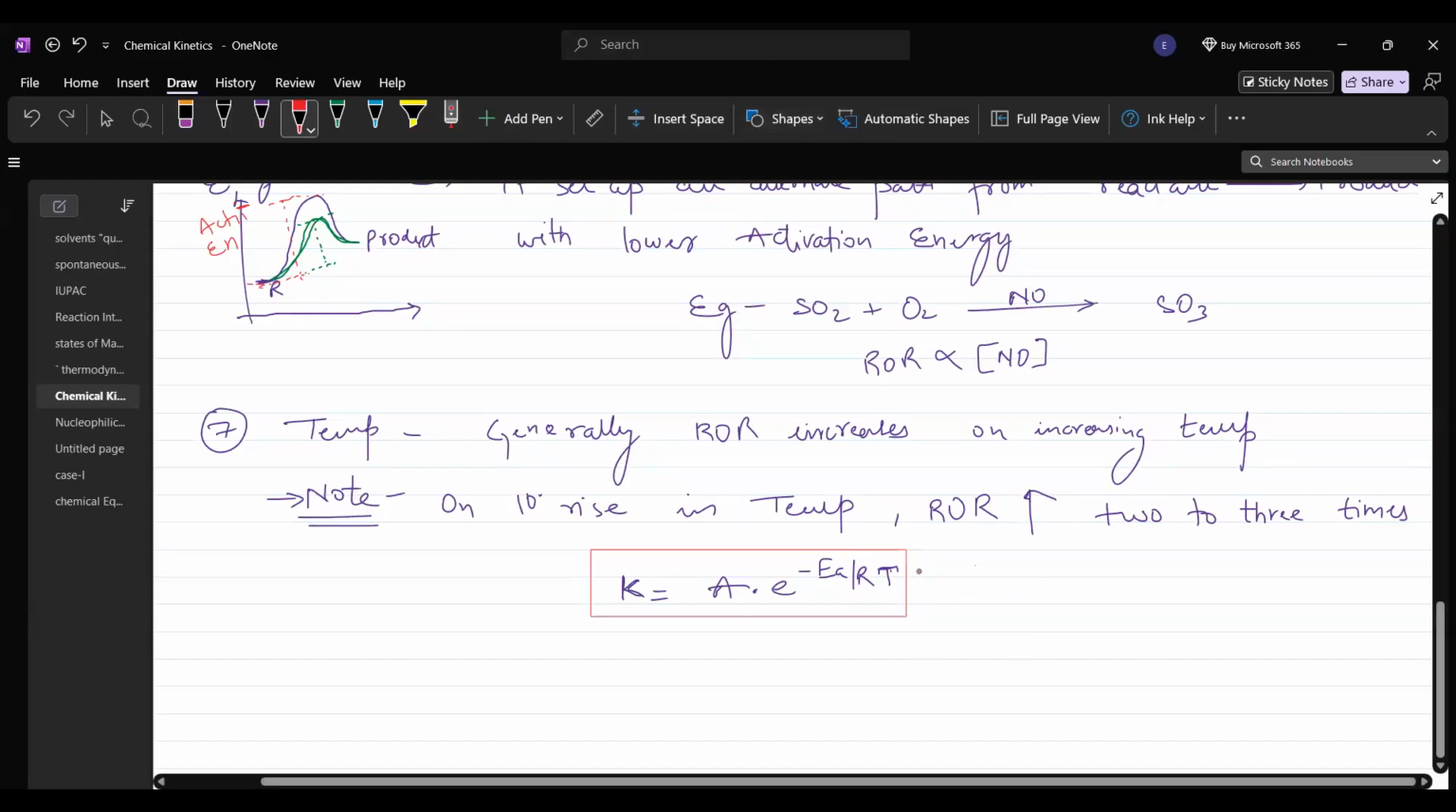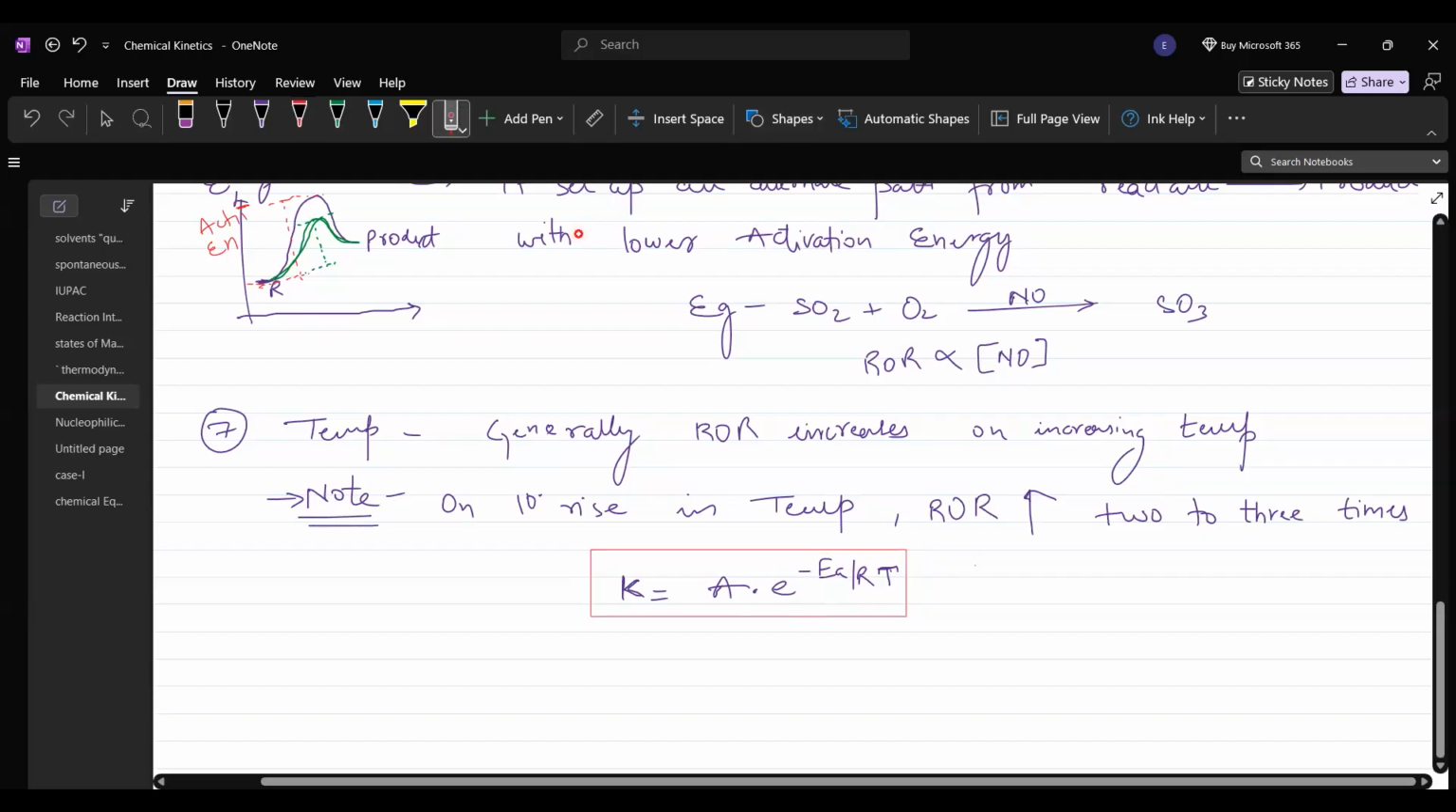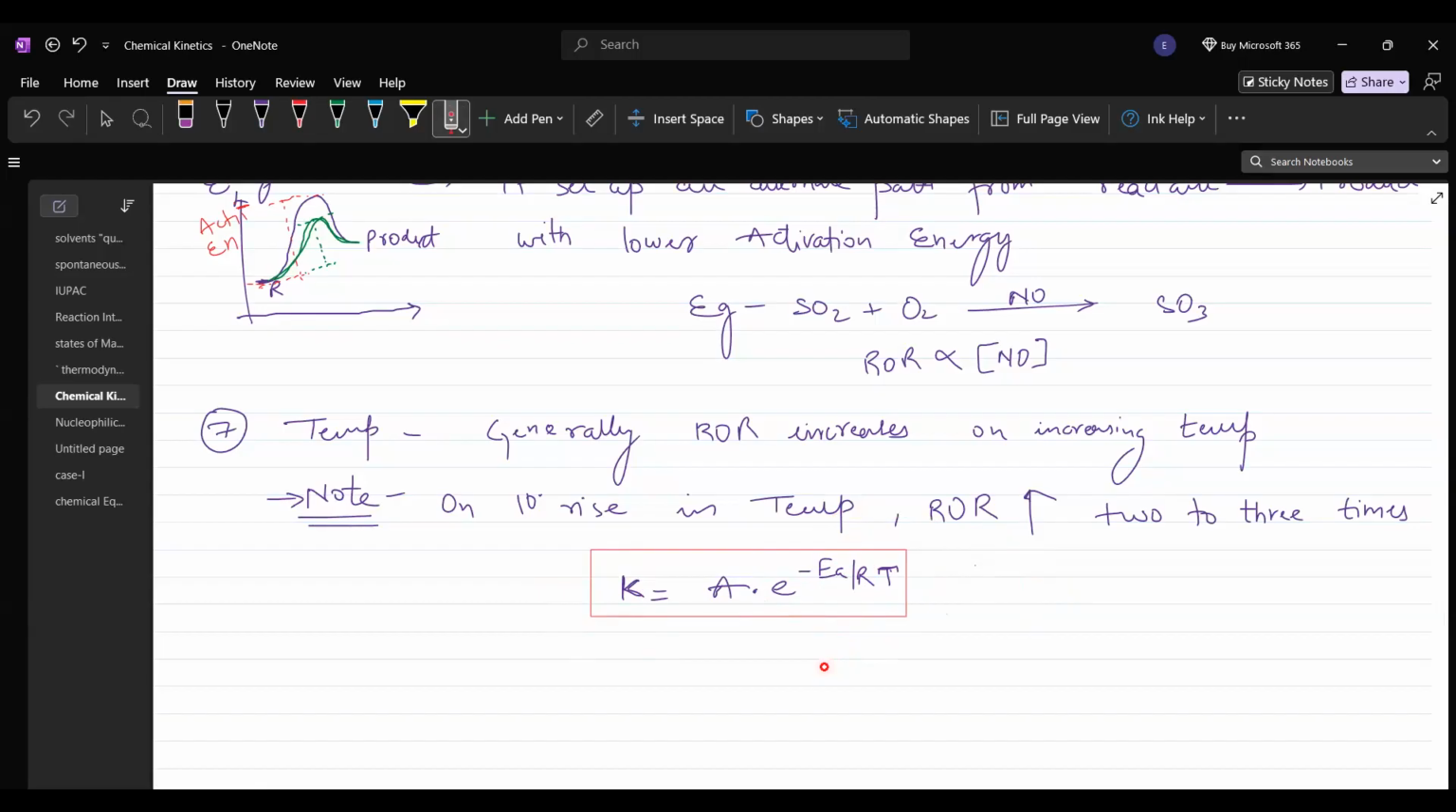And how is it? See, if you look at it mathematically, as temperature increases, this whole term Ea upon RT will decrease, right? Since it is in the denominator. The whole value of this will decrease as temperature increases. But since it has a minus sign, the overall exponent will increase. That is why K will also increase. Got my point? Yes.